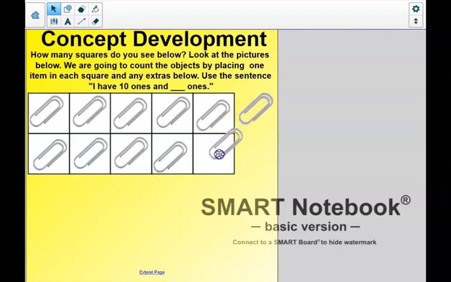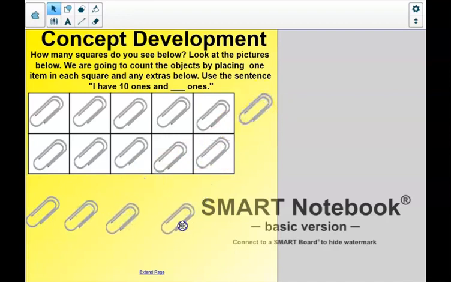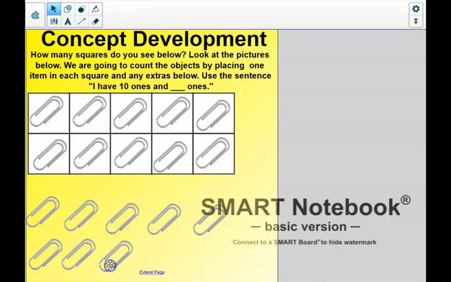Okay, so let's see how many paper clips we have here today. Are there any more spots in this 10 frame? No. Wow, they gave us a lot of paper clips. So let's focus right up here on this 10 frame. How many ones are in this 10 frame? Very good, 10. And I know this because my whole 10 frame is full.